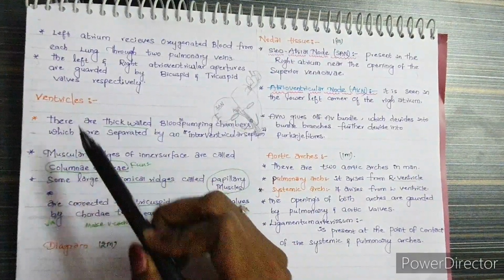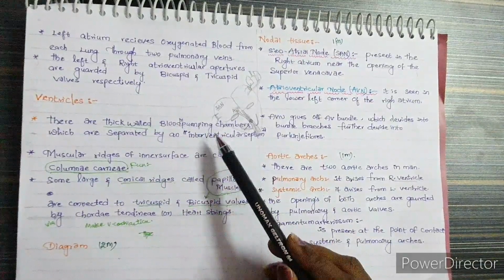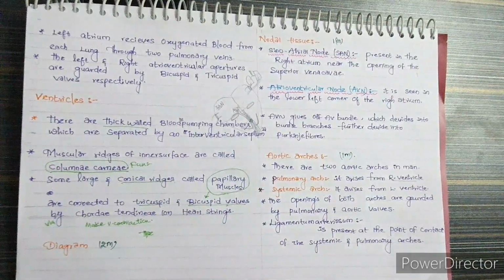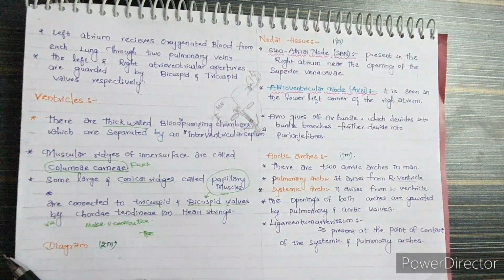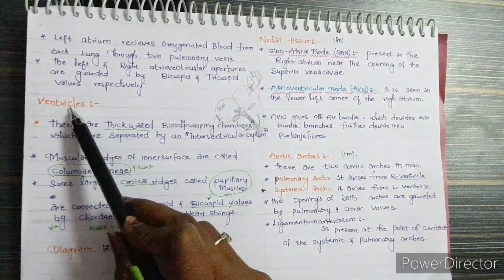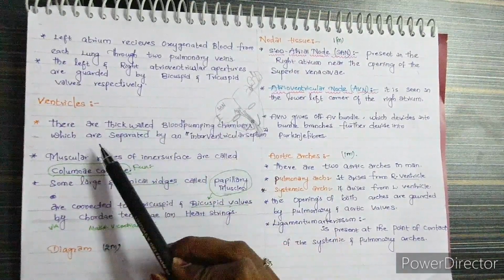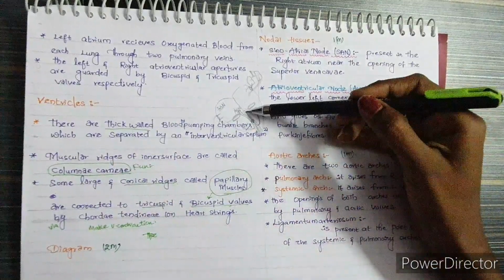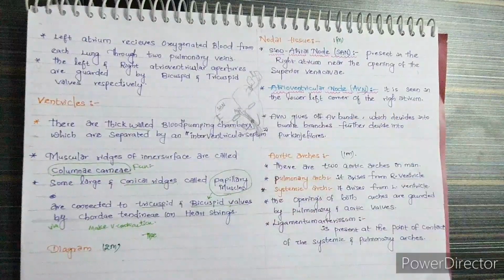So the ventricles are thick walled blood pumping chambers which are separated by an interventricular septum. The walls of the ventricles are thick. They are blood pumping chambers. They are separated by the interventricular septum. This is the interventricular septum. This is the right ventricle and this is the left ventricle.